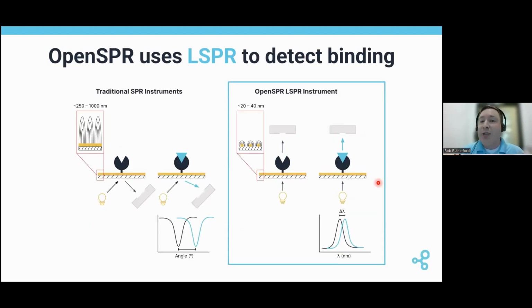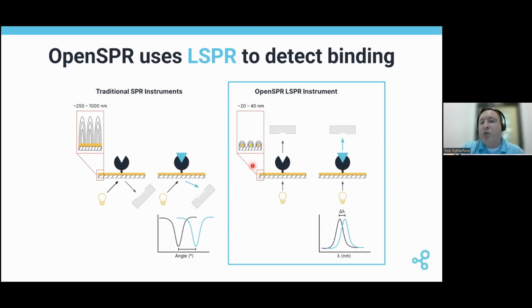How does it actually work? So there's two different types of SPR instruments. There's the traditional one and what we call the localized surface plasmon resonance, or LSPR. So Nicoya works with LSPR instruments, and you can see that is in the blue box on the right-hand side of the slide.